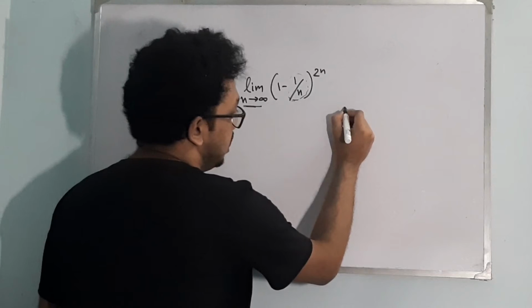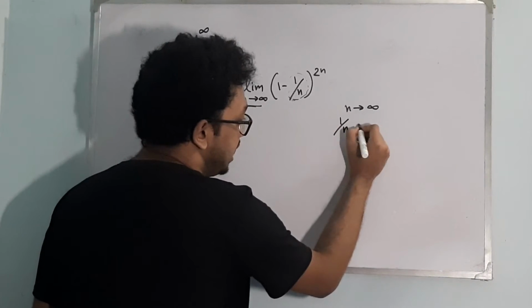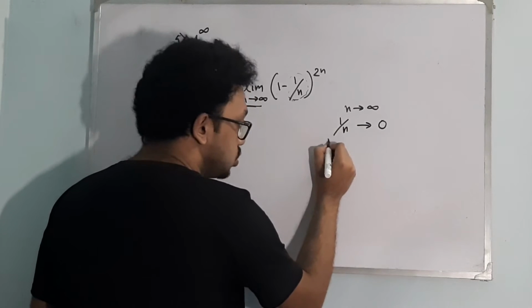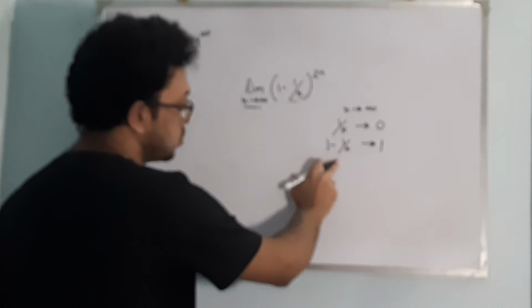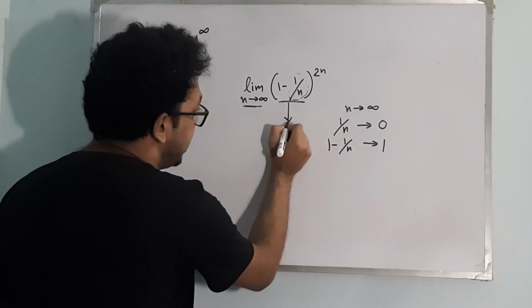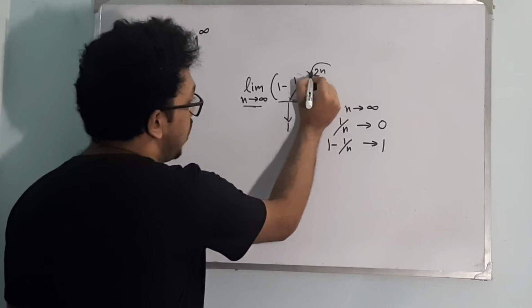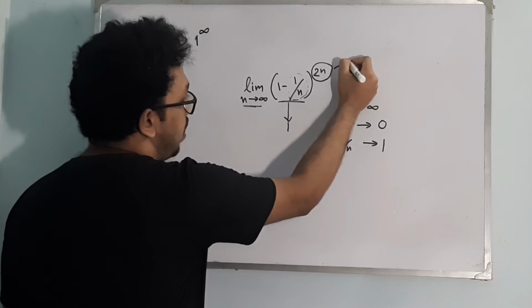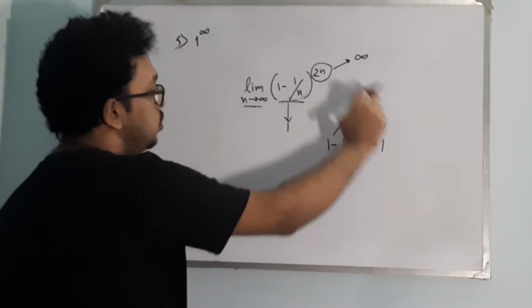What I said is that when n is tending to infinity, clearly 1 by n is tending to 0. So 1 minus 1 by n will tend to 1, right? So the base, that is 1 minus 1 by n, tends towards 1. And when n tends to infinity, this twice n, that is this exponent or power, will tend to infinity. So clearly you observe that this is a 1 to the power infinite form.